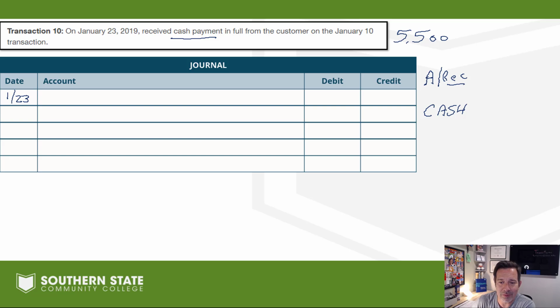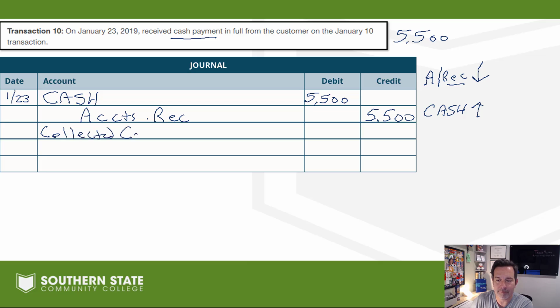All right, so let's go ahead and put that in. Cash is going up, $5,500. Account receivable is going down. The customer doesn't owe us that money anymore. They paid. So for a description, I'll say collected cash on account. Customer owed us money. They have paid us back.